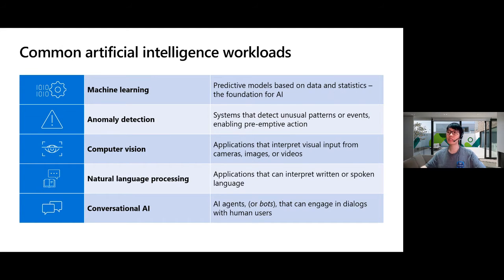Anomaly detection, the capability to automatically detect errors or unusual activity in a system. Computer vision, the capability of software to interpret the world visually through cameras, video, and images. Natural language processing, the capability for a computer to interpret written or spoken language and respond in kind. And conversational AI, the capability of a software agent to participate in a conversation.